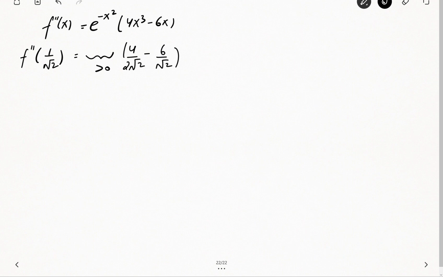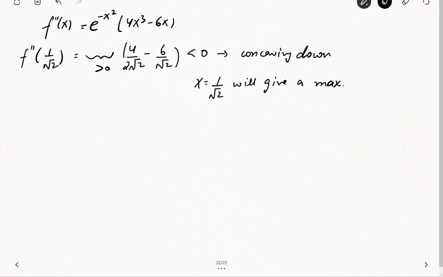So as you can see here, the negative value is going to be much bigger than the positive, so this is going to be less than 0, which tells us we have a concave down. So when a function is concave down at a point, we know that x equals 1 over square root of 2 will give us a max. Okay? And with that, we can wrap up the whole problem.